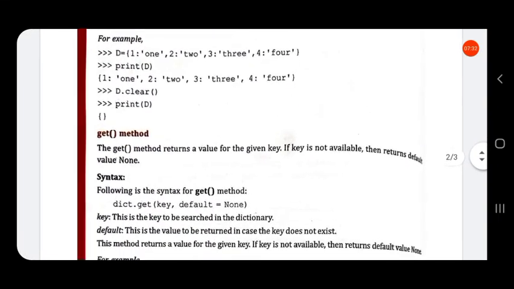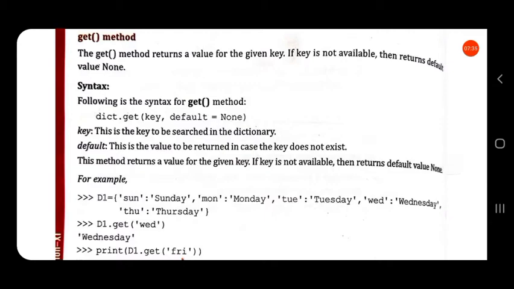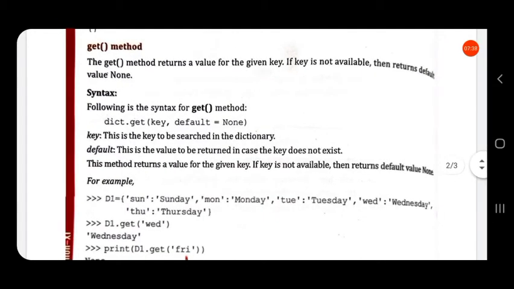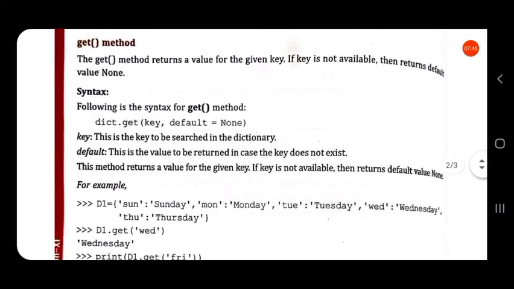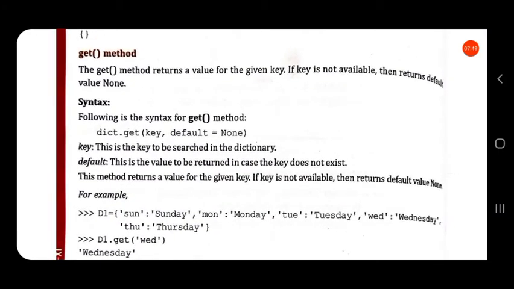The next method is the get method. The get method returns a value for the given key. If a key is given, then its value will be returned. If the key is not available, it returns the default value None. The syntax for the get function is dictionary name dot get, and inside the get function the argument given is the key, comma default equal to None.